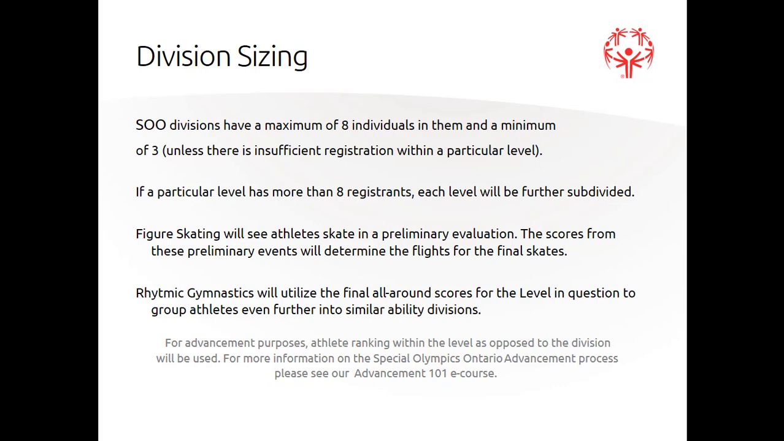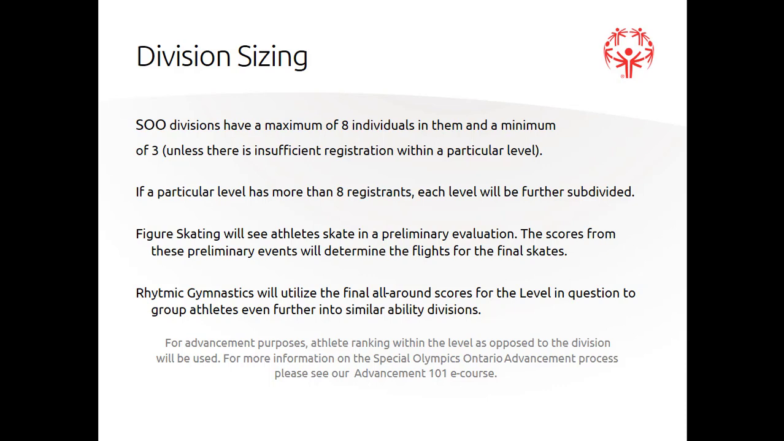Special Olympics Ontario divisions have a maximum of 8 individuals in them. For figure skating and rhythmic gymnastics, there will frequently be more than 8 individuals competing in a level. When that is the case, the following will be used to determine division placement.